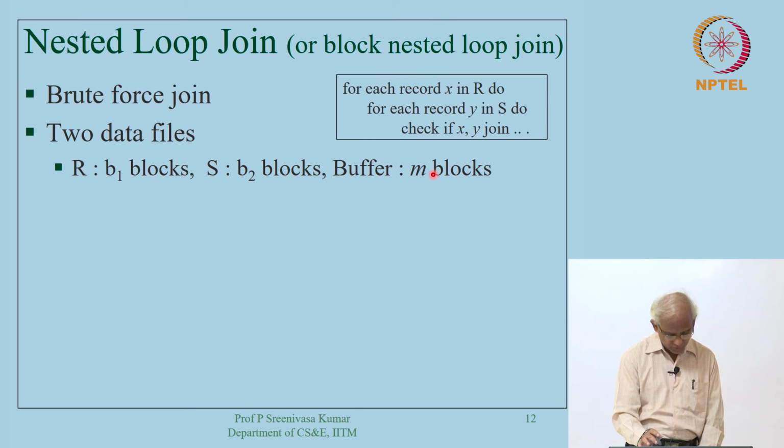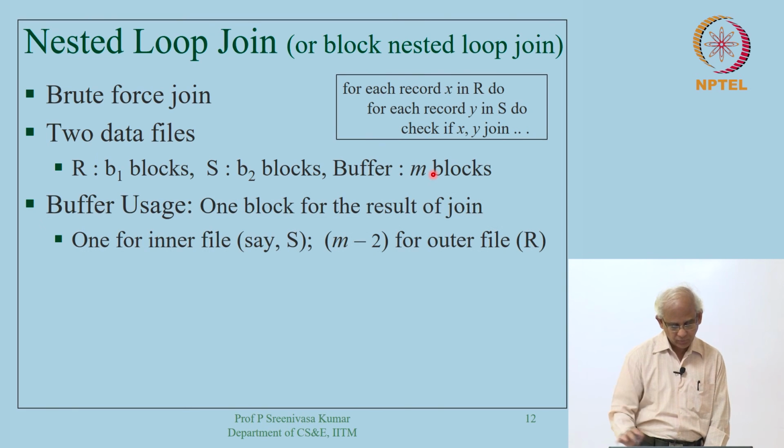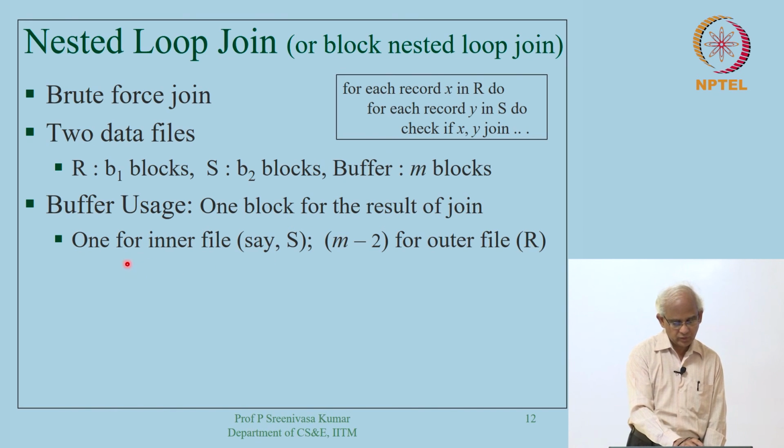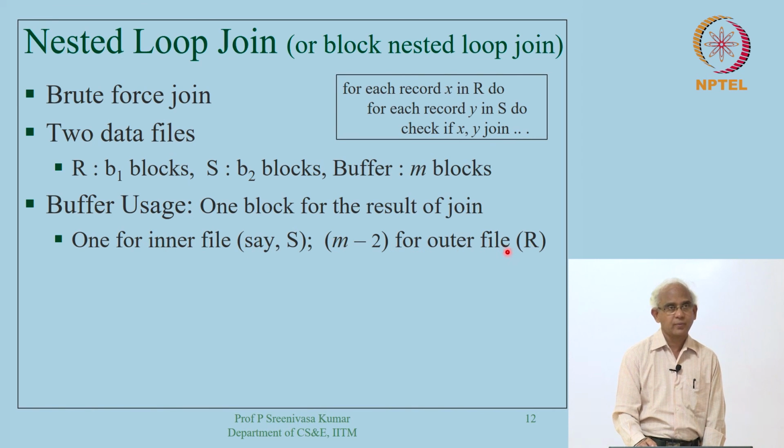So if we have M buffer blocks, then basically we will keep one block for the result of the join and keep one block for the inner file. Let us say S is the inner file here, right. So the inner file, and the remaining M minus 2 buffers for the outer file, and the algorithm is very simple.